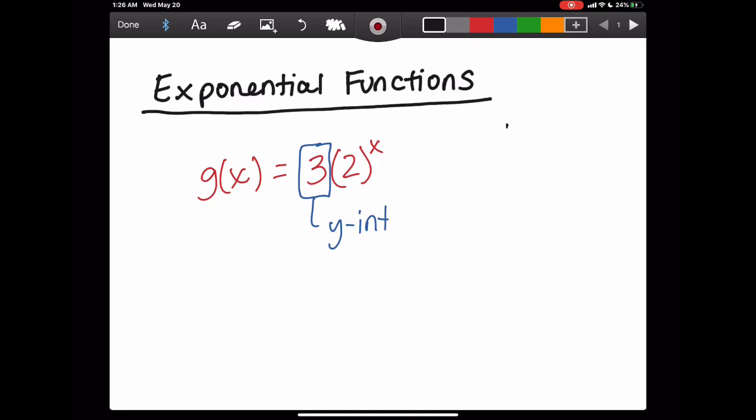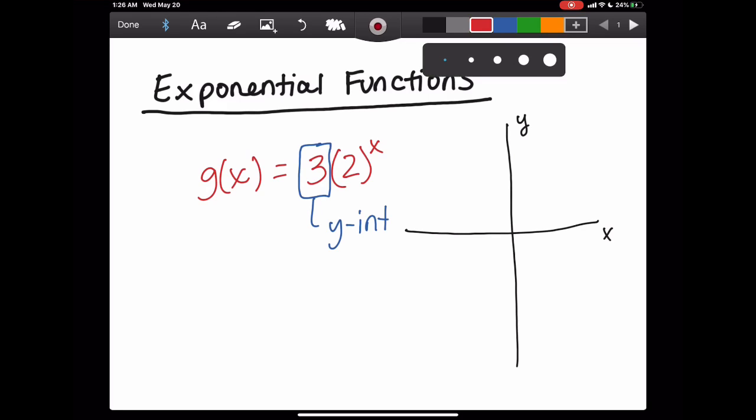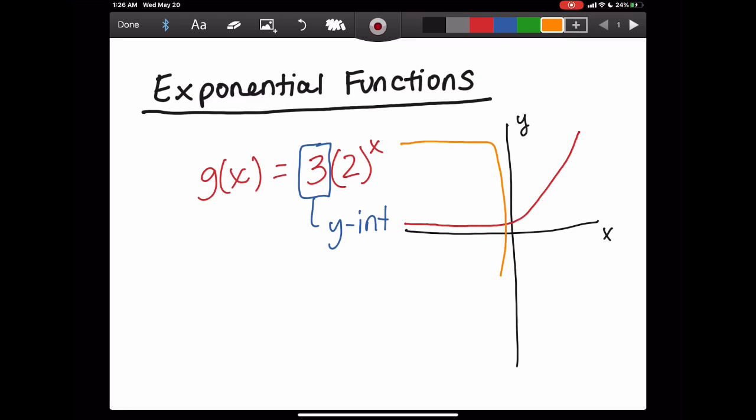If we look at a graph of an exponential function, remember the graph is going to either rise really quick in one direction or it's going to fall really quick in a direction. That is going to be an exponential function.